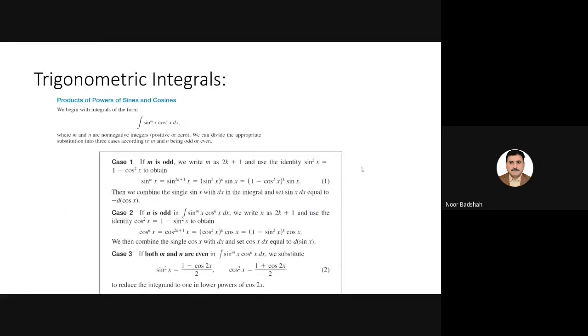I'm explaining a bit on trigonometric integrals with higher powers, obviously. If you have sin x, cos x, tangent x, or secant x, you know the integrals of all these trigonometric functions. But if you have sin square x, sin cube x, sin power 4x, something like that, how do we do those integrals? You may have sin square into cos cube x and so on. The same thing for tangent as well, higher powers of tangent. So how do we do that?